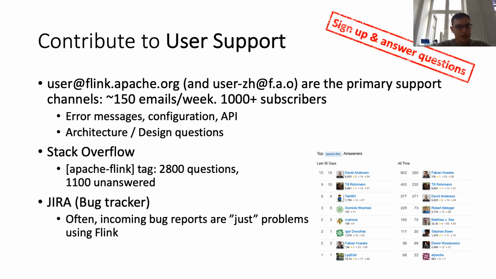Another quite popular place to get support is Stack Overflow. The Apache Flink tag has over 2,800 questions with 1,100 unanswered. So there's a lot of opportunity to collect points in Stack Overflow. It's really a low-hanging fruit to get some points. And I think it's a very nice way, and also the ranking within Google for Stack Overflow is extremely good, so your answers might potentially get a lot of attention.